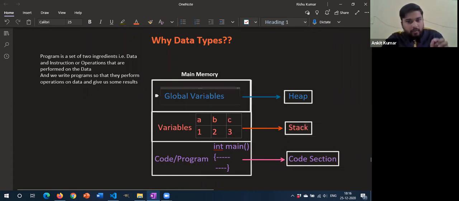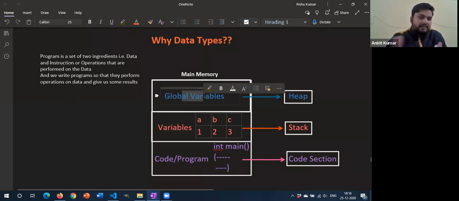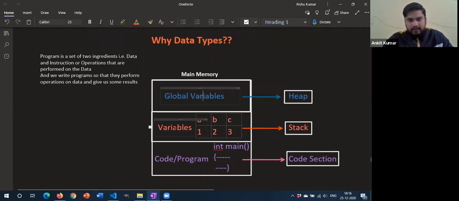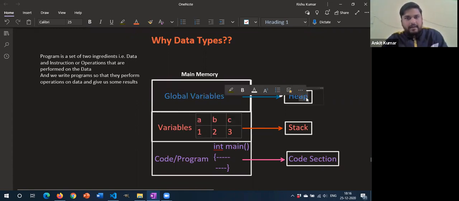And the global variables that you declare, I know that many of you might not know about variables and global variables, but the next topic is that only, so there I will explain this in detail. The global variables are stored in heap, and even when you do dynamic memory allocation, that is also done inside heap. So now what is the difference between heap and stack?